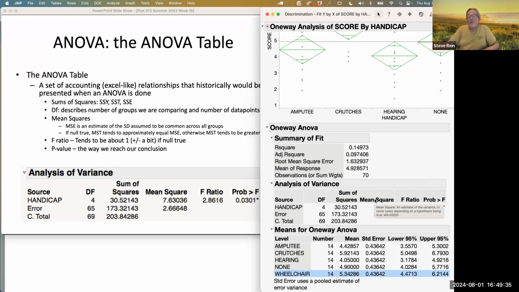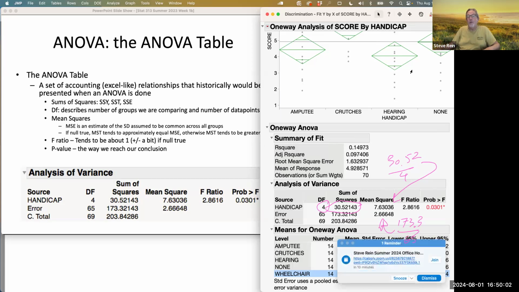Our next step in our calculation of our test statistic is to determine the mean square. And the mean square is always the sum of squares divided by degrees of freedom. So literally, 30.52 over 4 is how we get our 7.6. Or 173.3 over 65 is how we get our mean square for error, mean square in the groups, if you will.